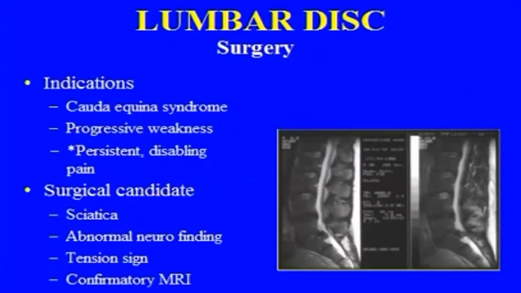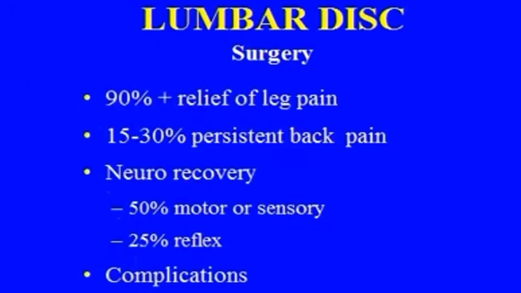So, indications for surgery: I mentioned cauda equina syndrome, progressive weakness, and persisting, disabling symptoms. The surgical candidate has sciatica, abnormal neurological findings, a positive tension sign, and a confirmatory MRI. So you should evaluate the clinical findings together with the radiologic.